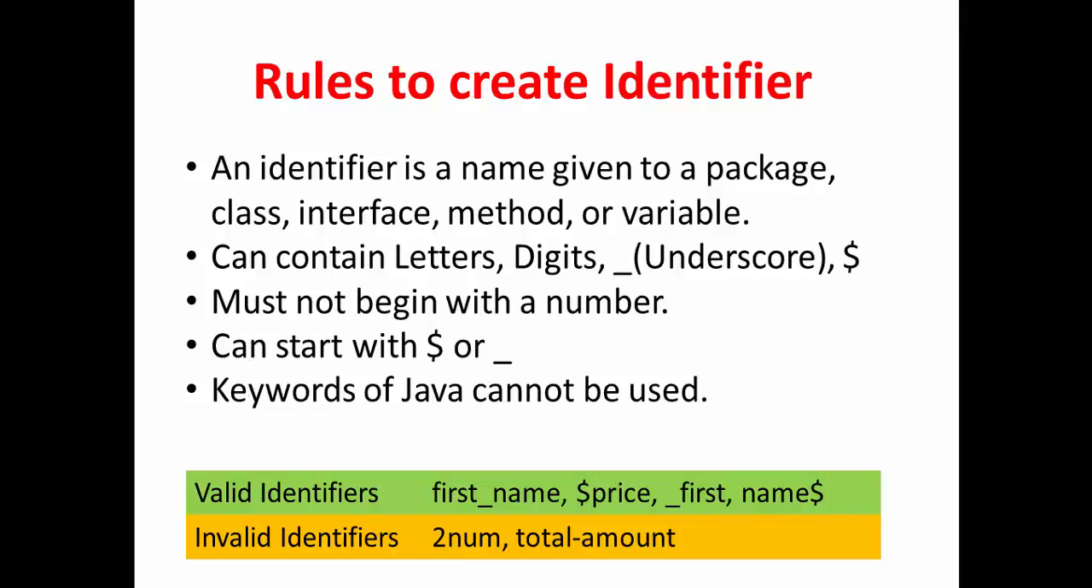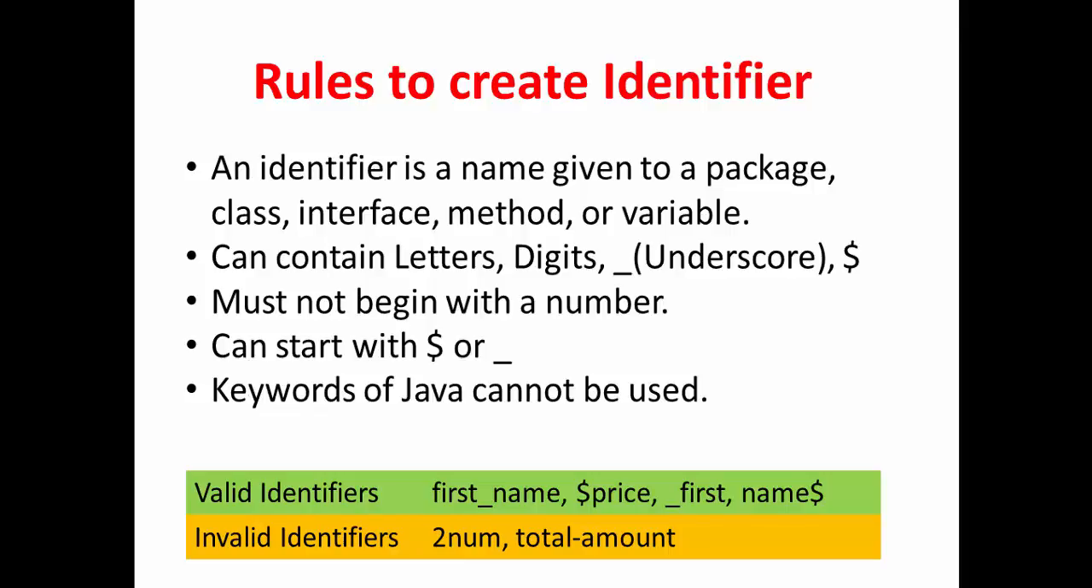The first rule is the identifier can contain letters, digits, underscore, $ sign. The second rule is an identifier must never begin with a number, but an identifier can start with a $ sign or an underscore. The rule 3 is the keywords of Java cannot be used as identifiers.